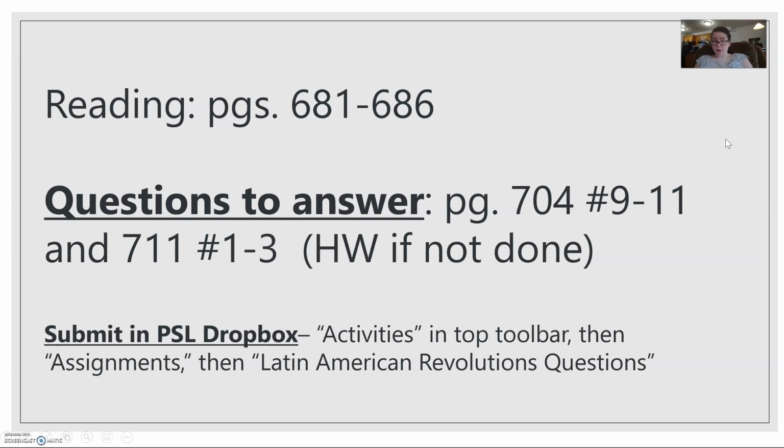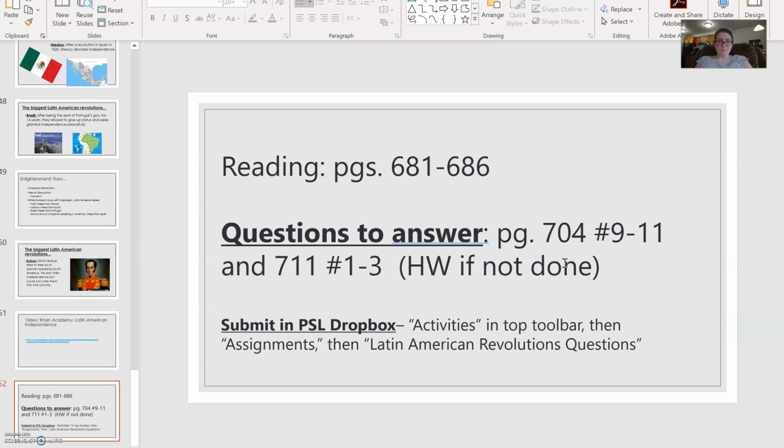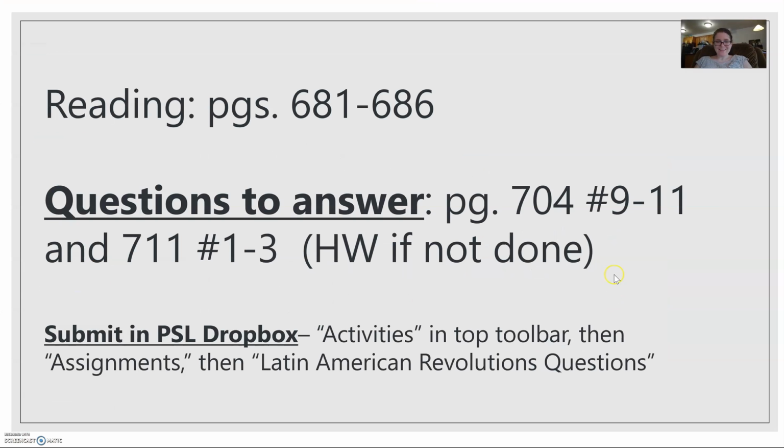And here's the last part of your job today. The reading in our textbook about Latin American Wars of Independence is going from page 681 to 686. I want you to read that. It's pretty short. And answer these questions up on the board. Page 704, 9, 10, and 11, and page 711, 1, 2, and 3. Really short and sweet. Should not be too challenging, but it is homework if you don't finish.